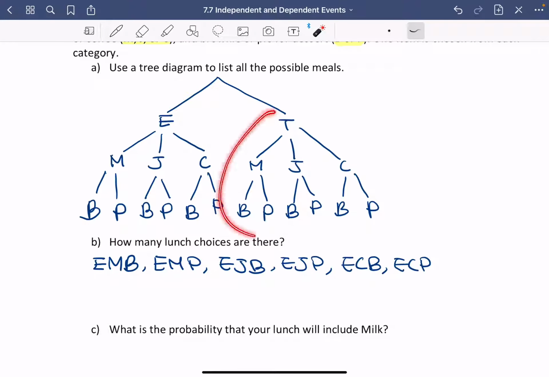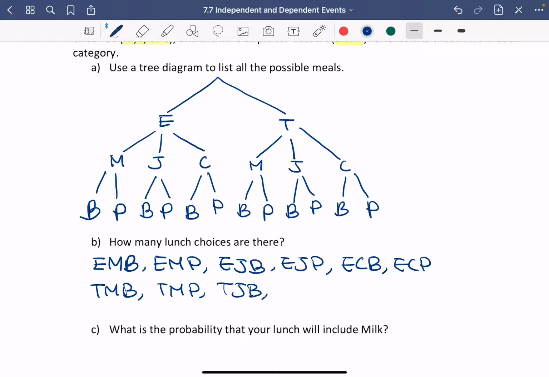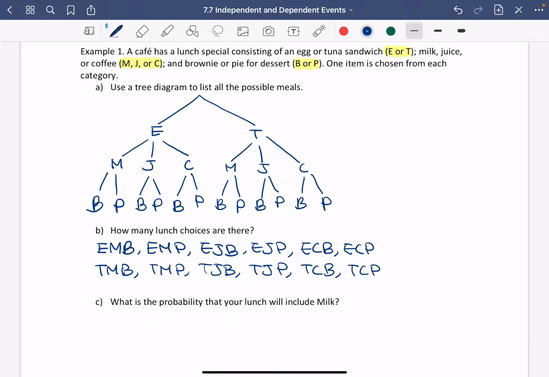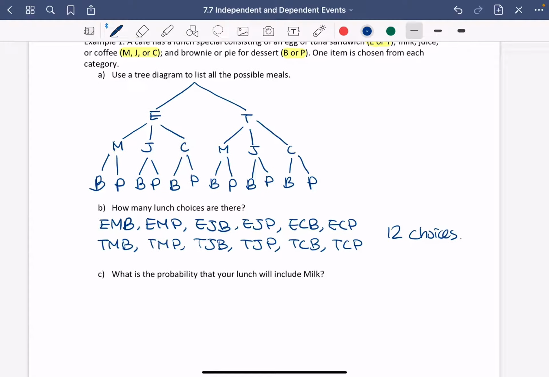Now we also have the tuna sandwich. So TMB, TMP, TJB, TJP, TCB, and TCP. Okay, so these are all the choices that we can have for the lunch special. So how many are there? Well, 12 choices in total.